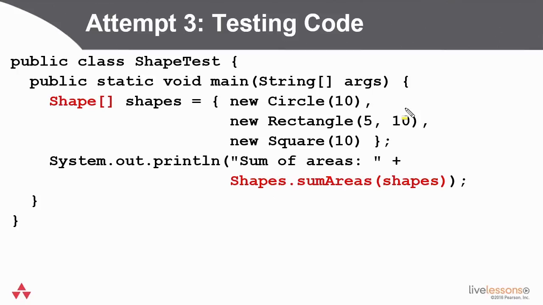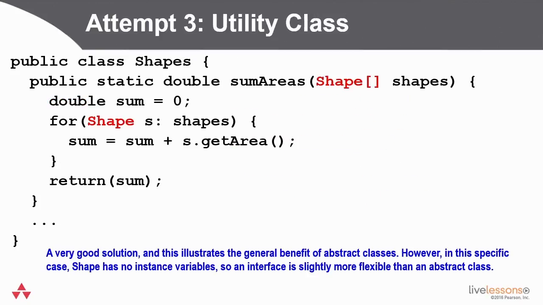And I will make my shape array containing a mixed set of shapes as before. I'll pass it to the static method as before. And the static method will be exactly the same as it was before. It'll take an array of shapes. It'll loop down each one and call getArea and total it up. That's safe because Java knows at compile time that all shapes have getArea, and it'll return the sum. All right, this is an excellent solution. And in fact, up through Java 7, this was the best solution.